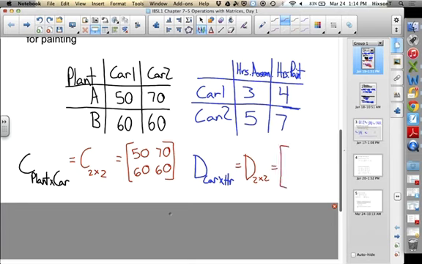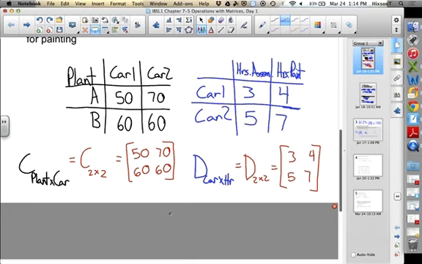And it's going to look like this, 3, 4 in the first row, because that's for car 1. And the rows in this case are cars. And car 2 is 5 and 7. Okay? So you'll see here, again, we're able to represent information without having to write out all the words and things. Okay?